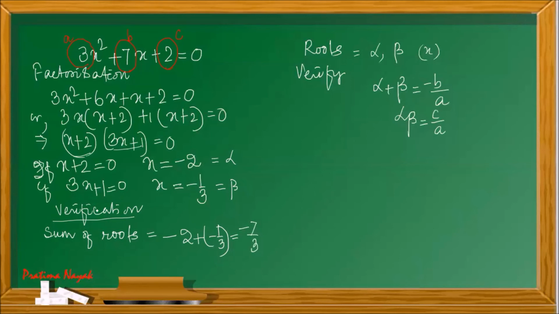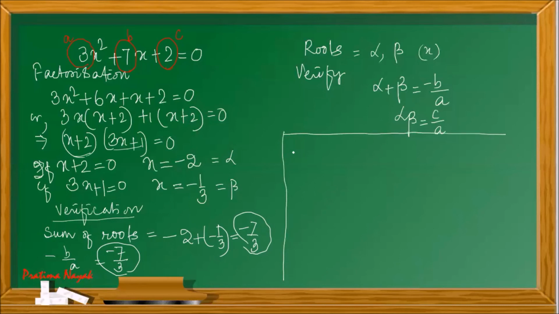Now, it should be equal to what? It should be equal to minus b by a. What is minus b by a? Minus b is equal to minus 7, because 7 is b, a is 3. So, are they equal? Yes, they are equal. Minus 7 by 3 is the same here, minus 7 by 3. So what will you write? You will write that alpha plus beta, the sum of the roots, is equal to minus b by a, verified.